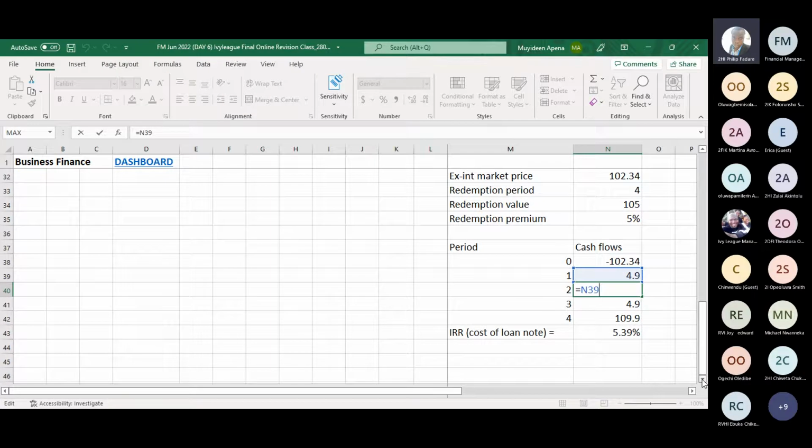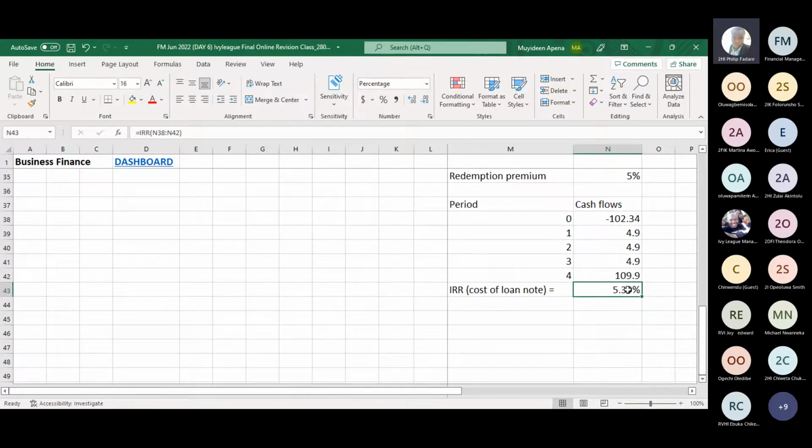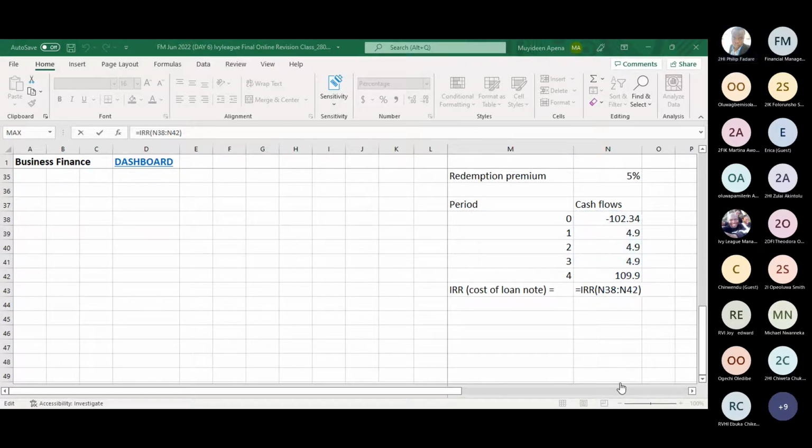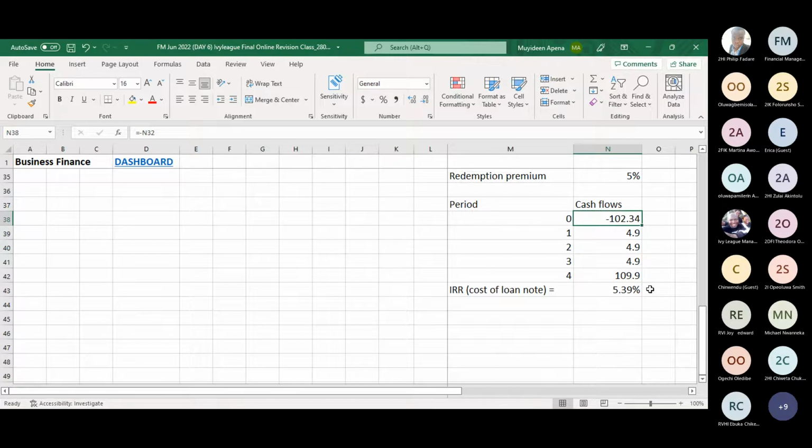Sir, please place your cursor on the IRR. Yes, sir. Thank you, sir. Any other question? So we can move on. So, bank loan.